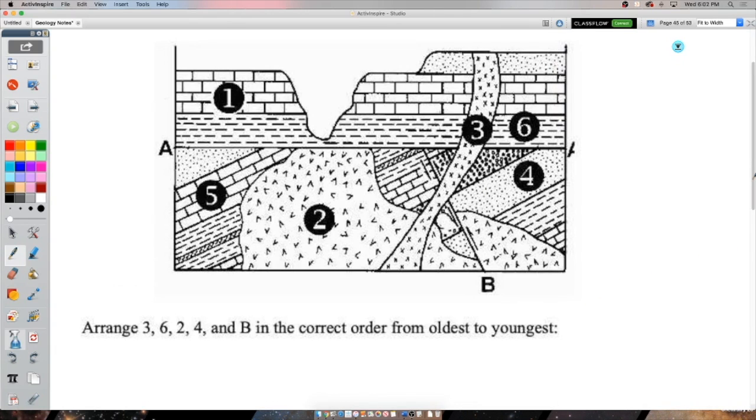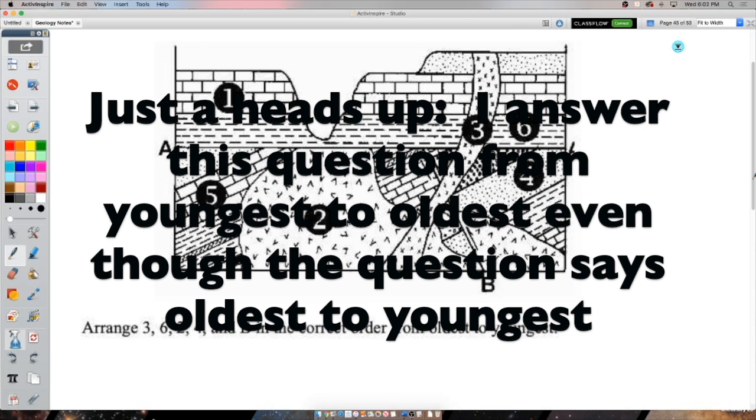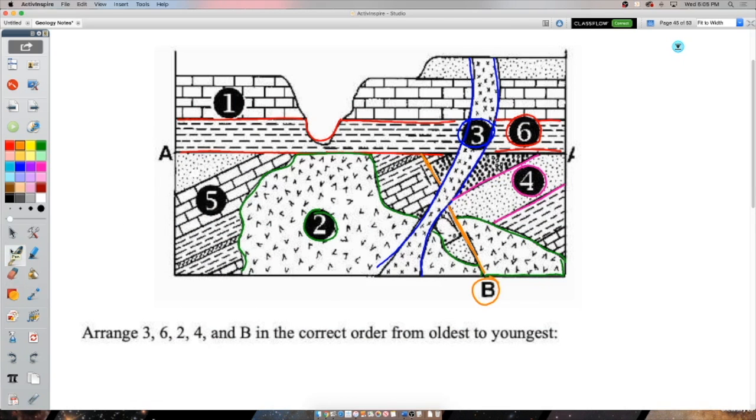So this example wants us to arrange 3, 6, 2, 4, and B in the correct order from oldest to youngest. I've gone ahead and color coded these so they pop out a bit more. So let's start. Let's see if we can find the youngest of the ones we're looking at. Right away, my eye goes to the fact that, look at this, blue 3 goes all the way to the top, right?